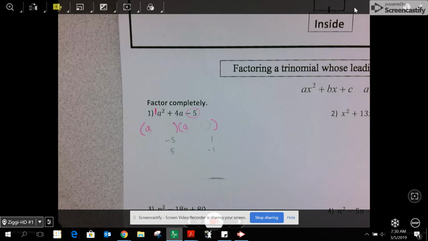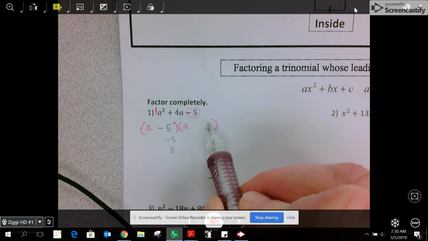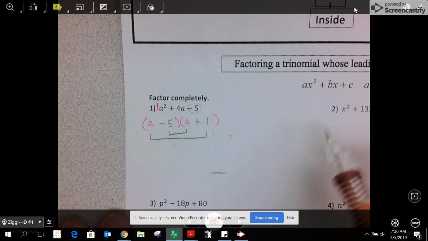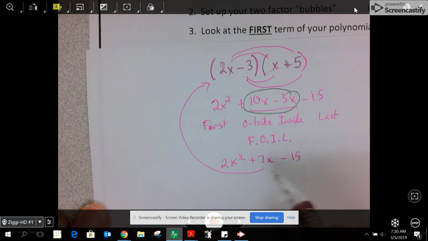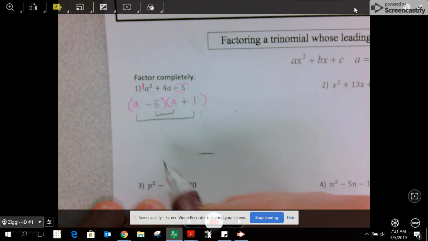Okay, so if I put in negative 5 and positive 1 here, I know that if I were to multiply the outside and the inside terms, going back to this, that's going to give me my inside there. 10x minus 3x was 7x. That's what we wanted. So if I'm going to multiply those terms, I would get a negative 5a and a positive 1a. Negative 5 plus 1 is negative 4, not positive 4.